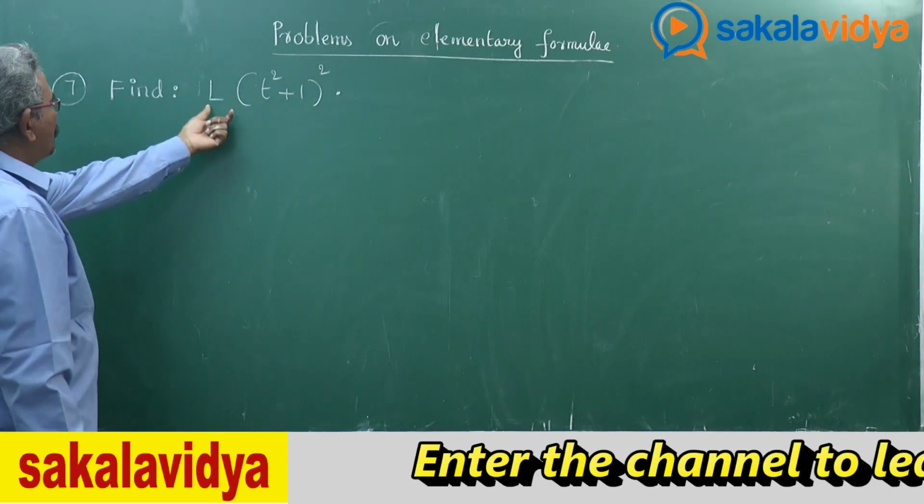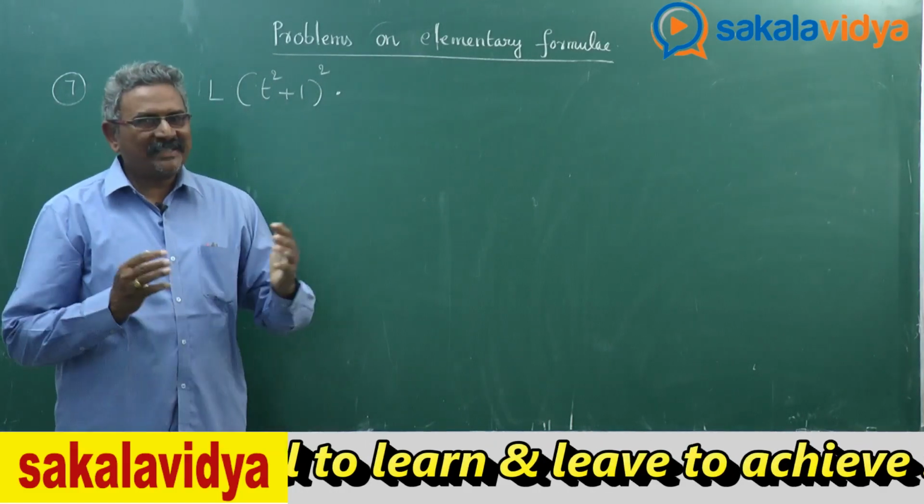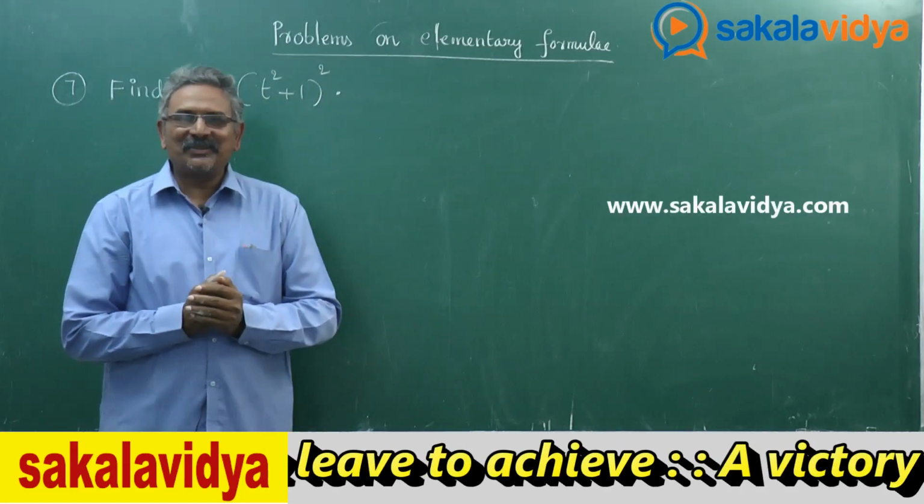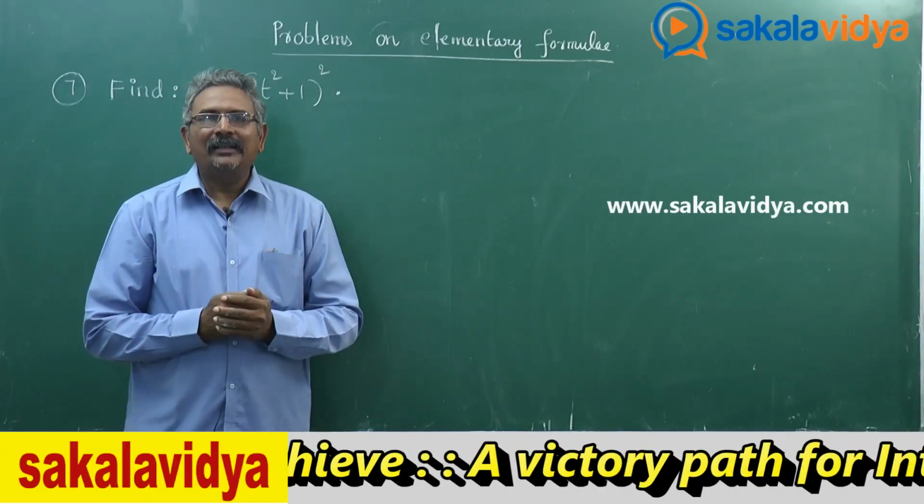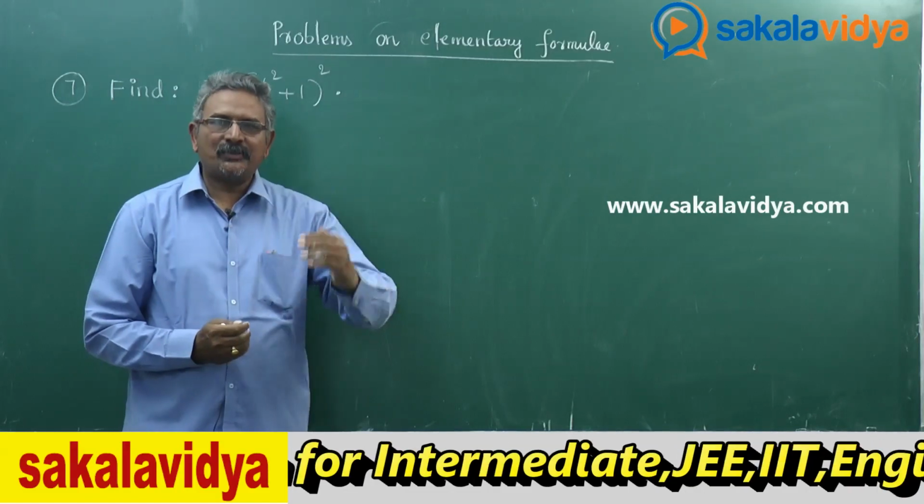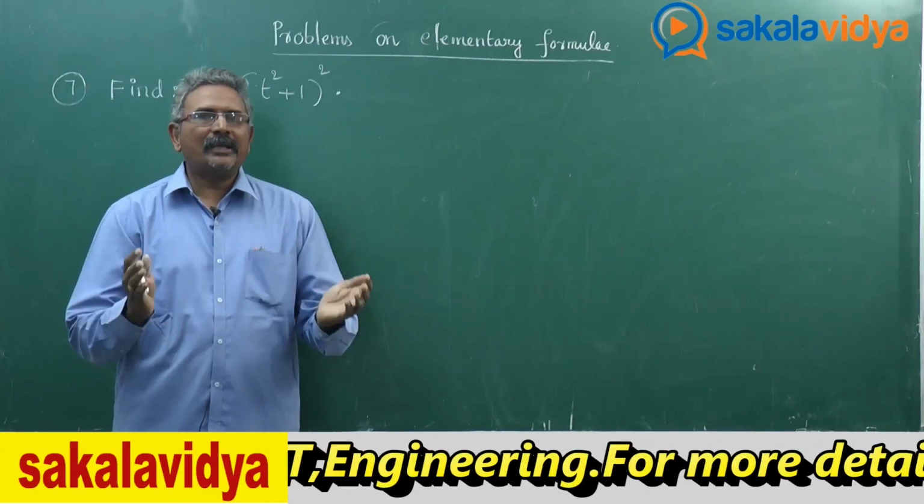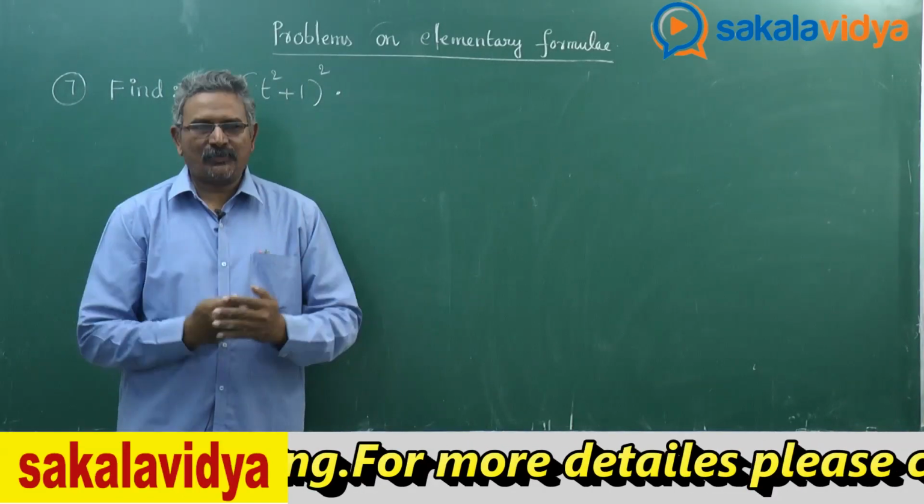Find the Laplace transform of (t square plus 1) whole square. So this cannot be done directly. It should be done using the (a plus b) whole square formula. We have a square plus 2ab plus b square. So with the help of this formula, we need to write the expansion of (t square plus 1) whole square.